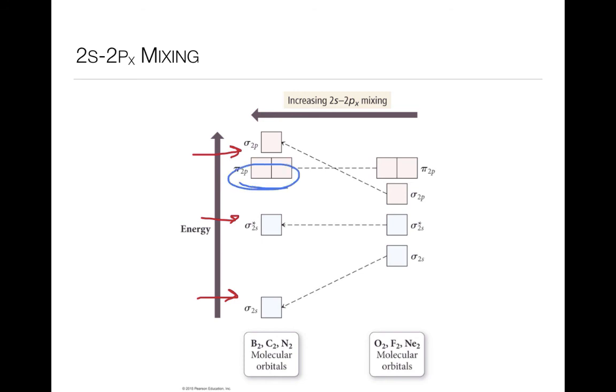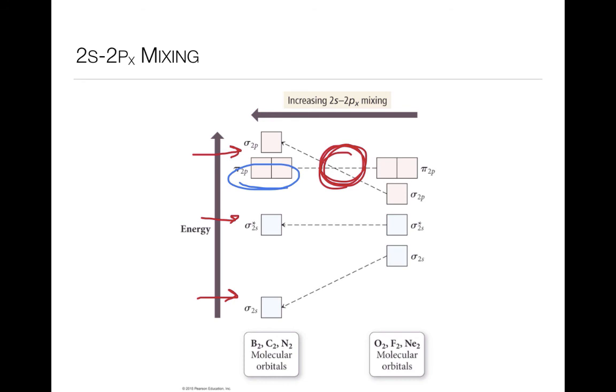Once you get to oxygen, fluorine, and neon, that changes, and your pi bond is actually higher in energy than your sigma 2p bond. So we get this switch in here. It's just something to keep in mind. For boron, carbon, and nitrogen, you get a significant amount of s and p mixing for that sigma orbital, and that raises the energy of that sigma orbital. Oxygen, fluorine, and neon don't have as much mixing of the s and px orbitals, and that keeps the sigma 2p energy quite a bit lower, and it lowers it below the pi bond.